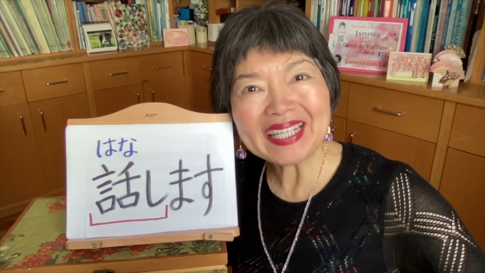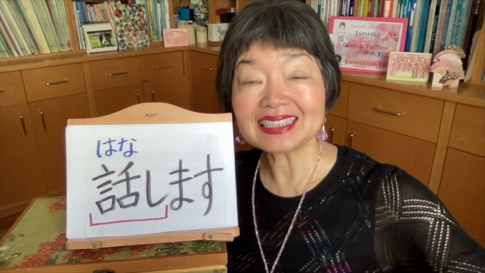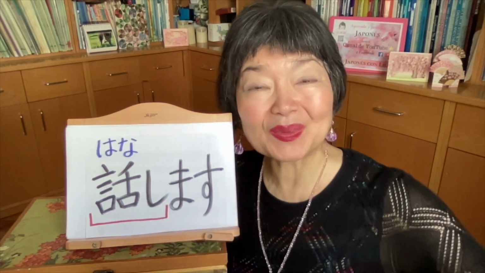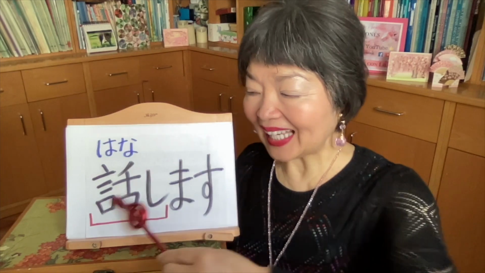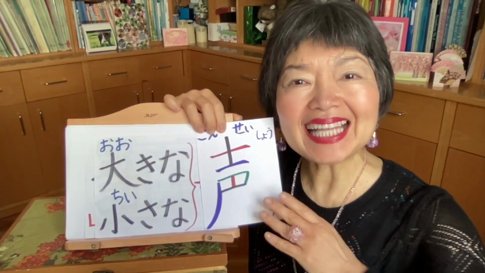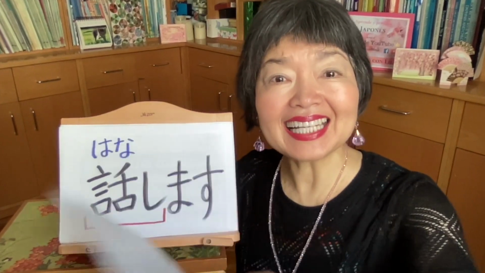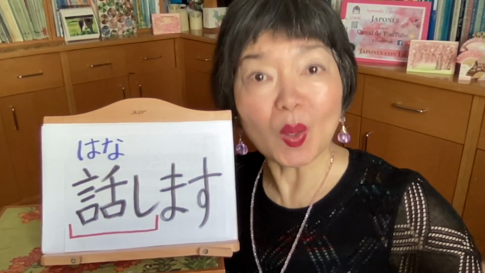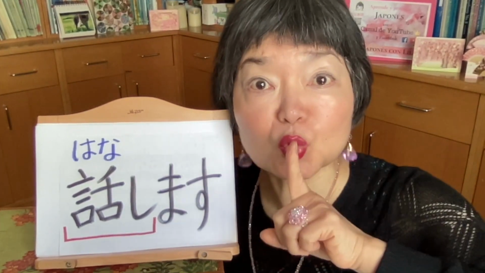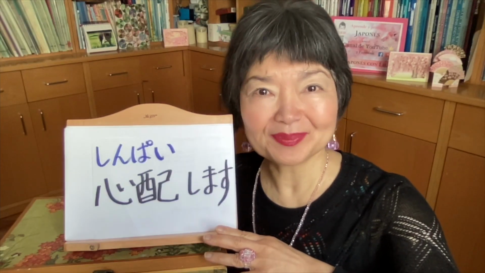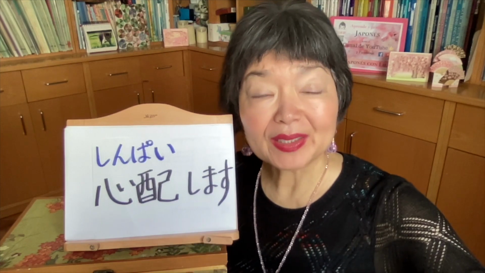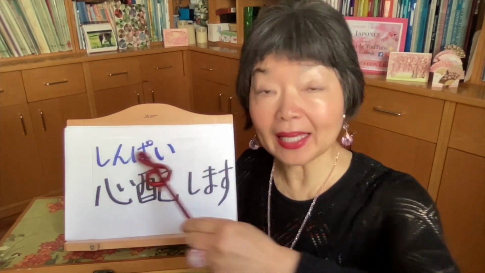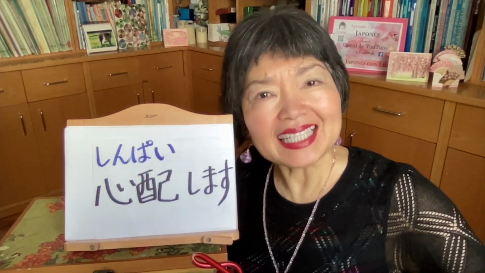The verb to speak, 話します, is group 1. This し you must change to the あ sound: さしすせそ, さ. 話さない. 大きな声で話さないでください. 大きい声で話さないでください. Please don't worry. The verb to worry, 心配します.